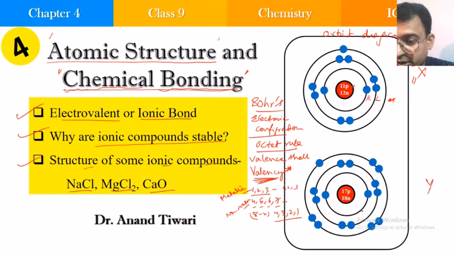Here what is the element? Atomic number 17, number of protons is equal to number of electrons, 17, mass number is 18 plus 17. So there are these two. Atomic number 11 is sodium. Atomic number 17 is chlorine.